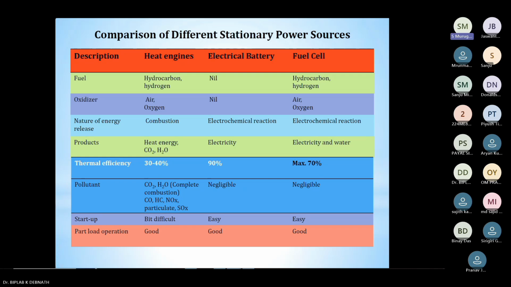Then part load operation. In part load operation, heat engines exhibit very good performance. Electrical batteries also exhibit very good performance. Similar to these two, fuel cells also show very good performance. Next, please.